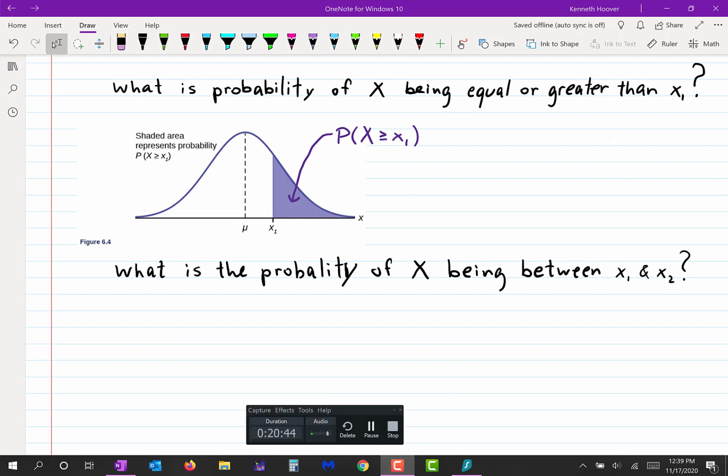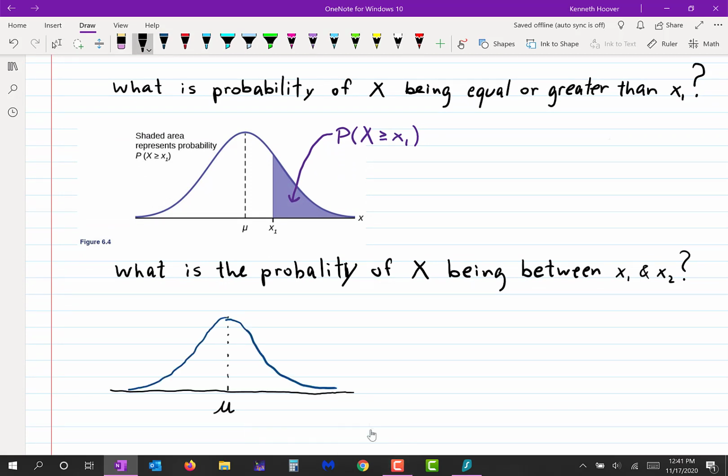Okay, well, let's look at that picture. For that one, you find the number x1 and you find the number x2. And then whatever area is between those two, that would be the probability that x is between x1 and x2. Okay, so that's the idea.